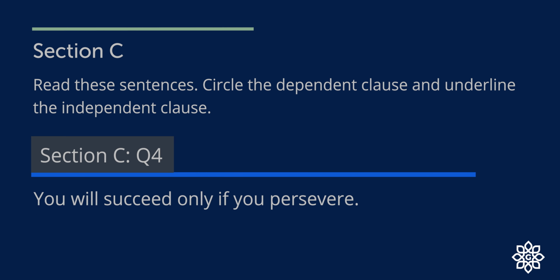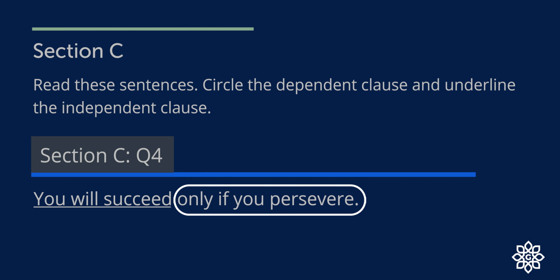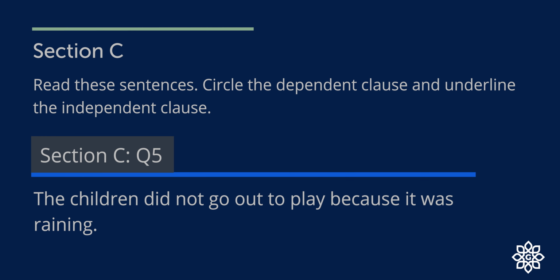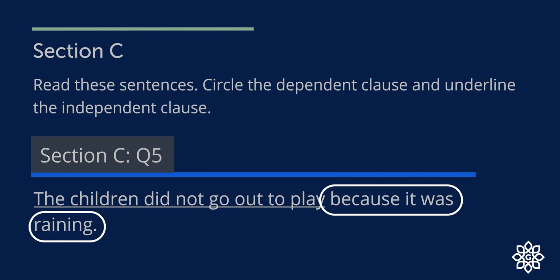Question number 4. You will succeed only if you persevere. Here, you will succeed is an independent clause, and only if you persevere is a dependent clause. Question number 5. The children did not go out to play because it was raining. Here, the children did not go out to play is an independent clause, and because it was raining is a dependent clause.